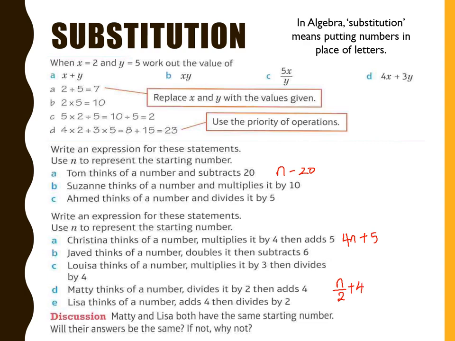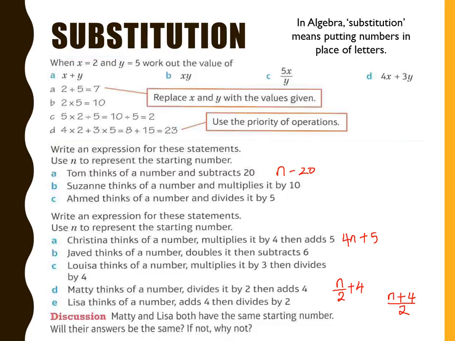This is for Matti. And then Lisa thinks of a number, adds 4, then divides by 2. So she's thinking of a number, she's adding 4, and then dividing it by 2. So the question is, is this the same as this? You can say yes or no, but that's not the full reasoning. So you need to use mathematical proof.